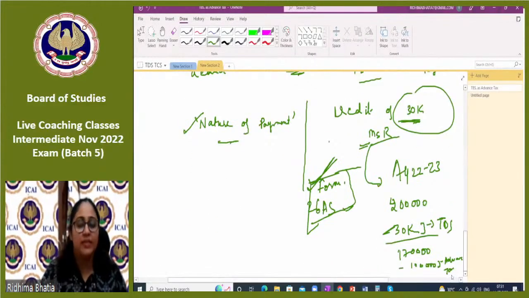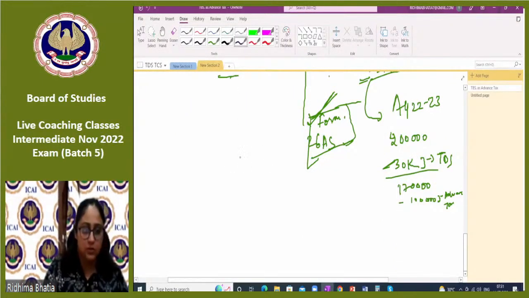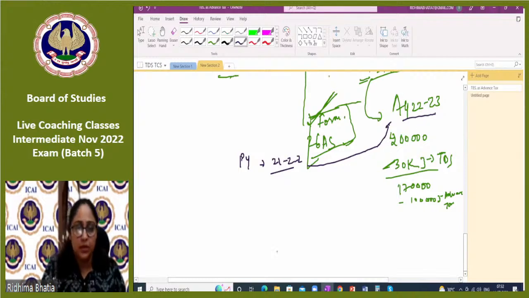इसी 2 लाख वाले example को let's define it थोड़ा सा. TDS कब deduct होगा? In the previous year 21-22, previous year financial year 21-22. That is as and when the source, the income is generated, right? Correct. The TDS would be deducted in previous year 21-22. You will file your income tax return in assessment year 22-23.